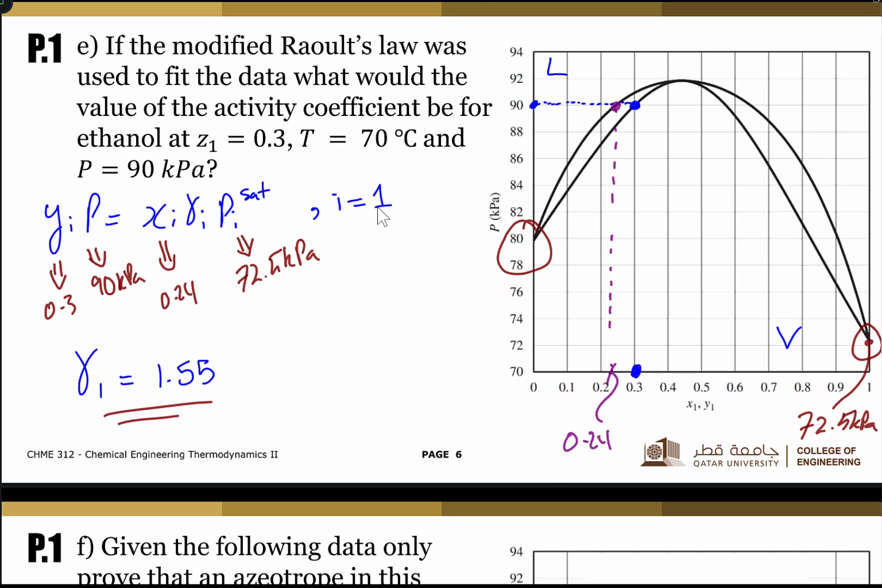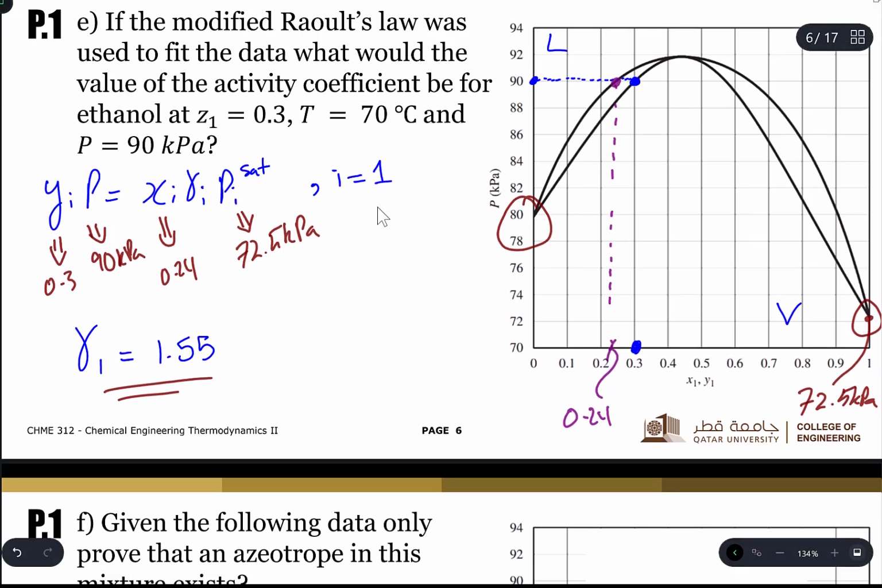Doctor, what if the point was between both lines? Then you would want to draw the tie line and go down. This is my y1, this is my x1. All right?